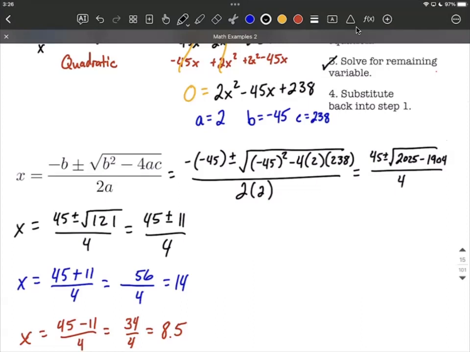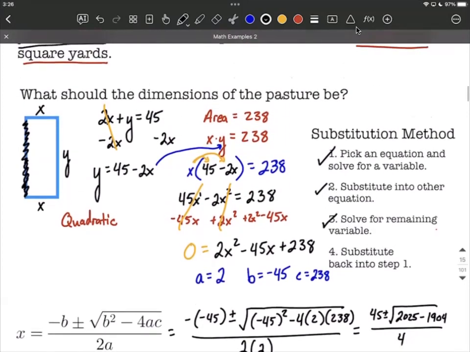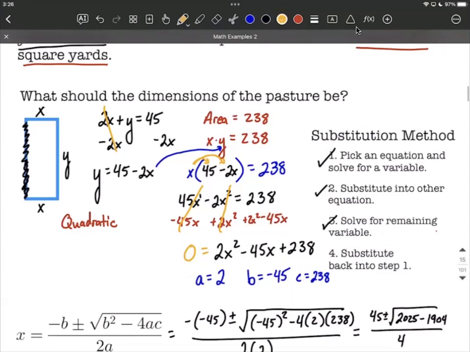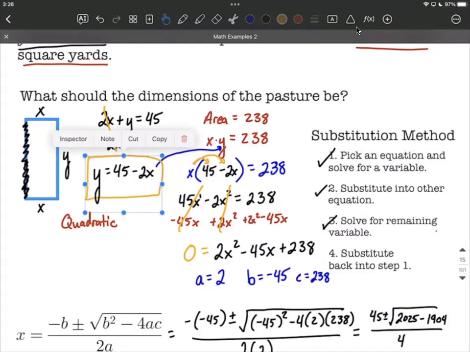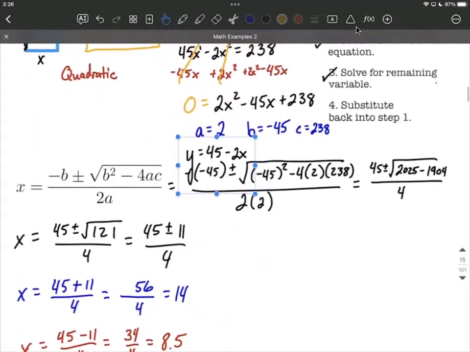All right, we want to substitute back into step 1 to kind of complete this. So step 1, you may recall, was when we picked a variable, solved for one of the variables. That was this step right here where we had y equals 45 minus 2x. Now technically you could plug back into either one of the original equations. This just tends to be the very easiest place to go to plug back in. So what I'm going to do is go ahead and grab that and bring it down here to the bottom.